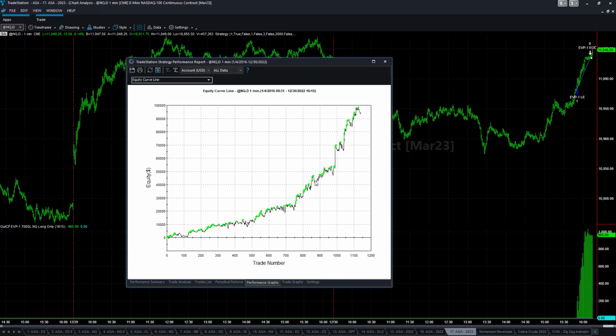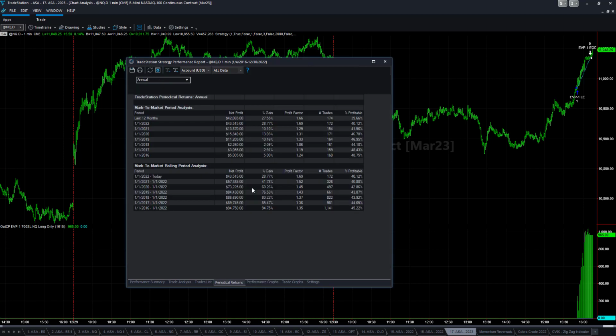And what's interesting is the long only nature of this. I show here in 2022, $43,515 on 172 trades. That's $252 average trade profit. Now, I did not change any of the entry inputs on this. I only changed the exit strategy and made it long only.